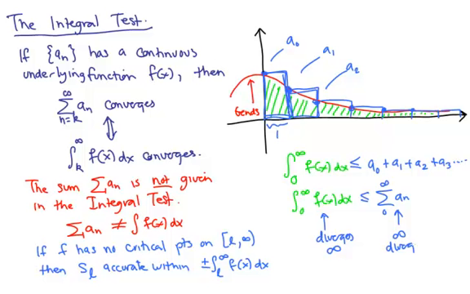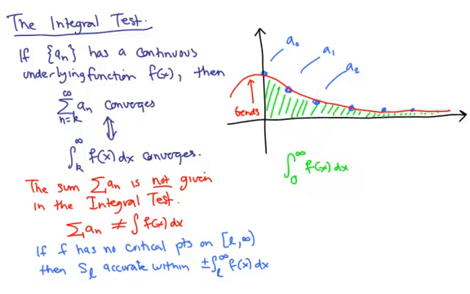On the other hand, what if we knew the area underneath the curve was finite? Well, that means it would have to be greater than this area right here, using the right-hand endpoints.